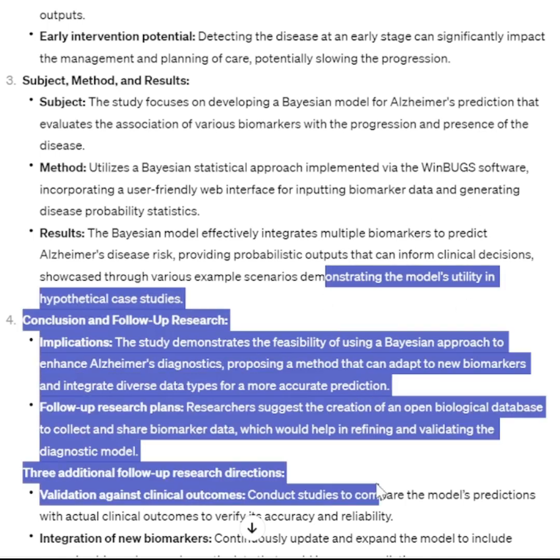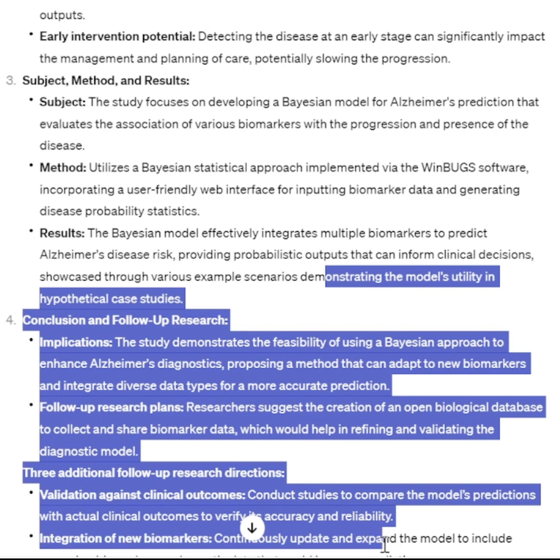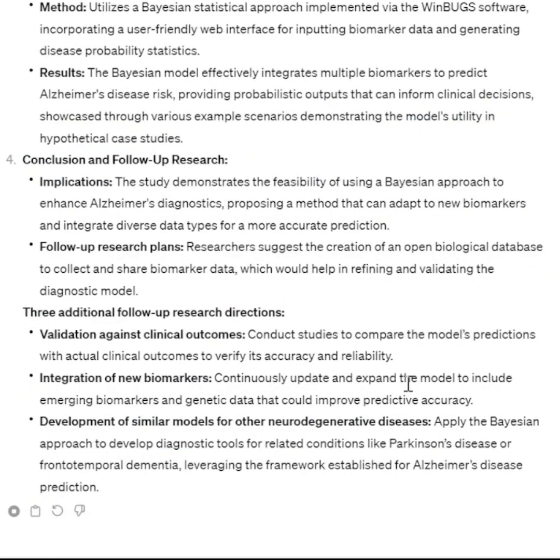Method: utilizes a Bayesian statistical approach implemented via the WinBUGS software, incorporating a user-friendly web interface for inputting biomarker data and generating disease probability statistics.